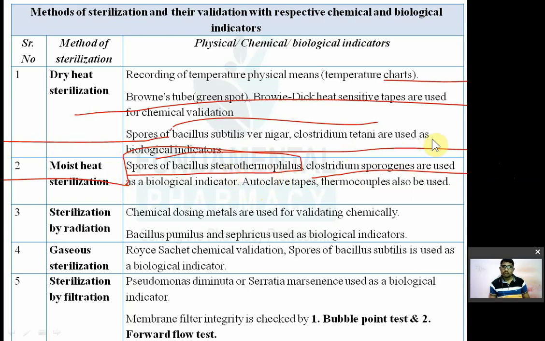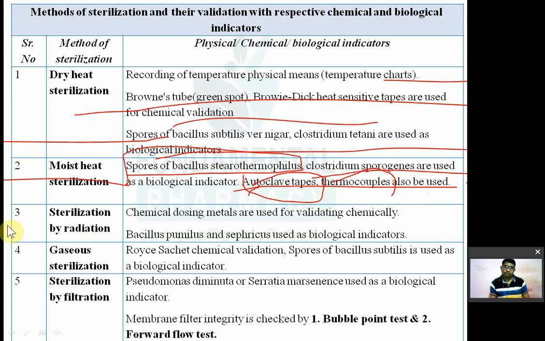Okay, and then autoclave tapes and thermocouples, they come under the physical indicator. Autoclave tapes and thermocouples come under the physical indicator. Biological indicators are spores of Bacillus stearothermophilus and Clostridium sporogenes. Thermocouples are a physical indicator. And autoclave tapes are a chemical indicator.